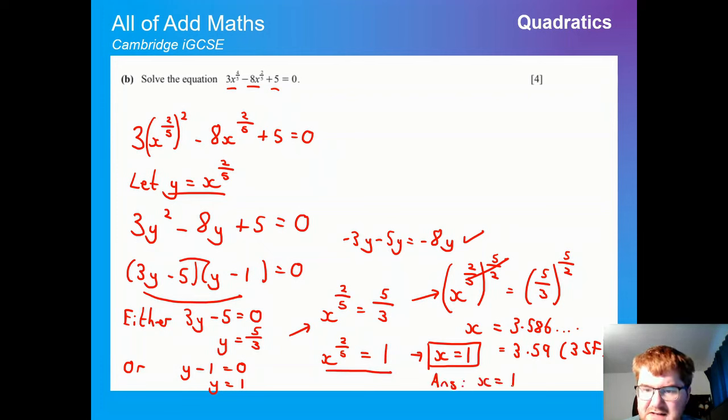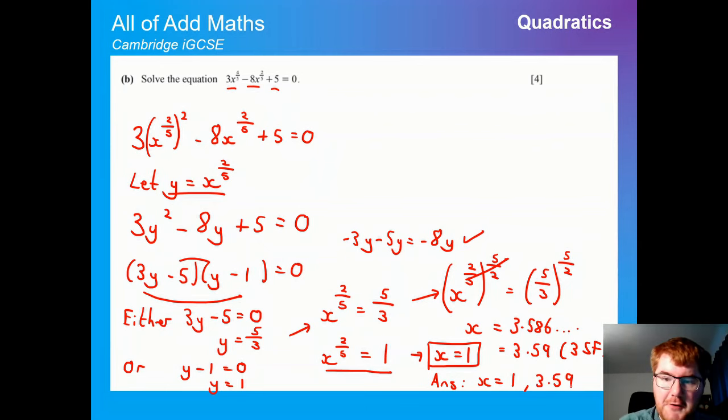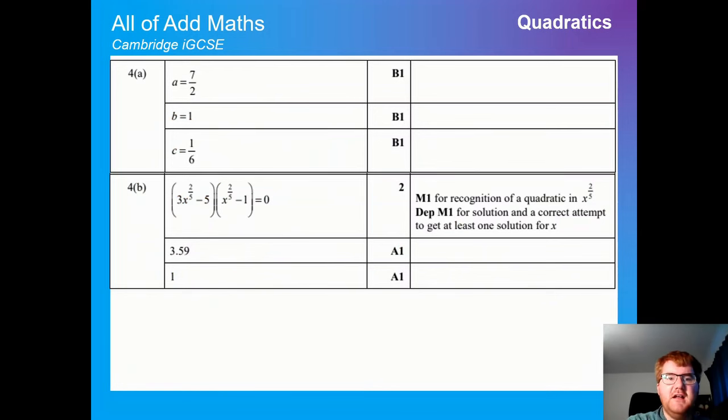So the two answers are x equals 1. Again, you could also work this out by raising both sides to the power of 5 over 2. That also works. Or it's equal to 3.59, like so. And you can check the answers there. Again, this is where these videos really do come in handy because the mark scheme doesn't really give you too much here. But if you go through this video, go through these examples carefully, you'll have a good understanding of at least 50-60% of the entire paper.